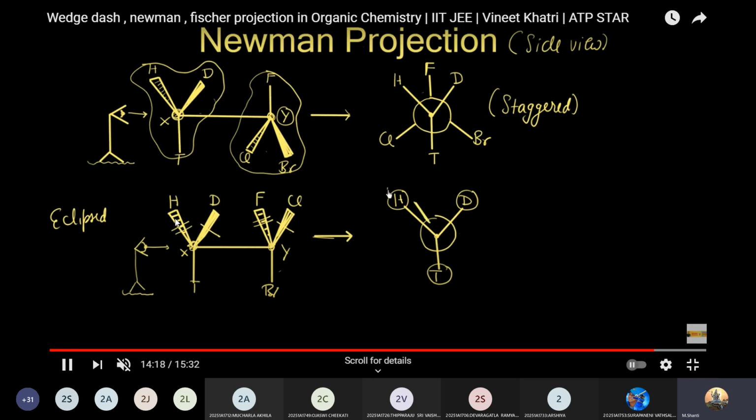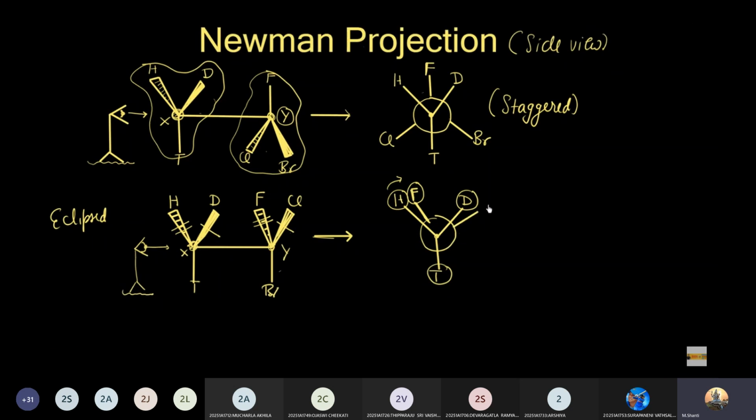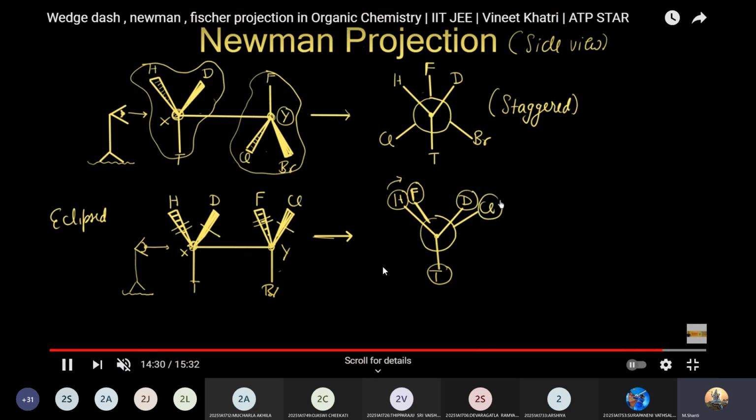This you can make out. Hydrogen is oriented left, and fluorine is also oriented left. Then next comes below the deuterium. Below the deuterium, which one? Chlorine, ma'am. Yeah, very good. Chlorine. And below the tritium? Bromine. Yeah, very good.